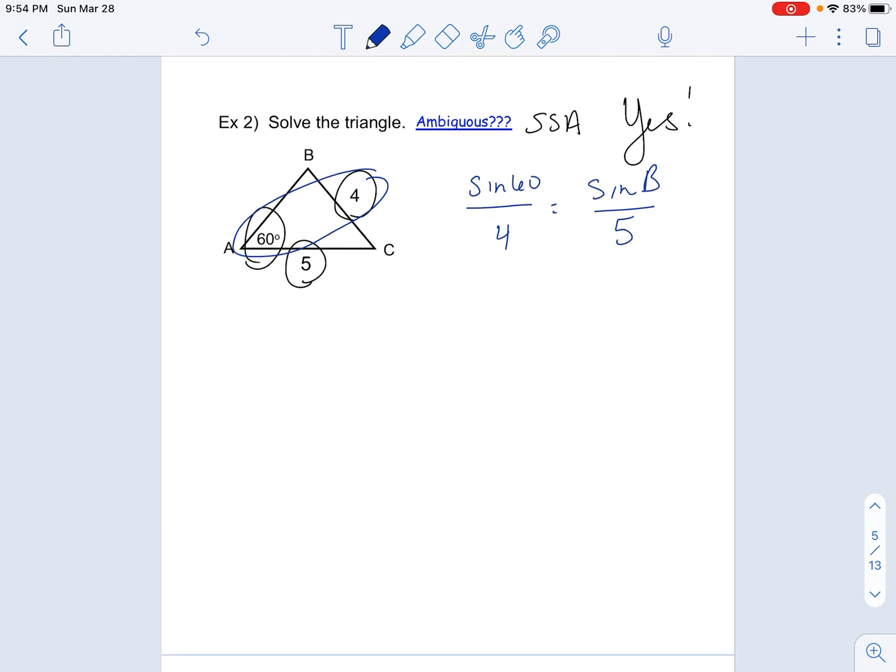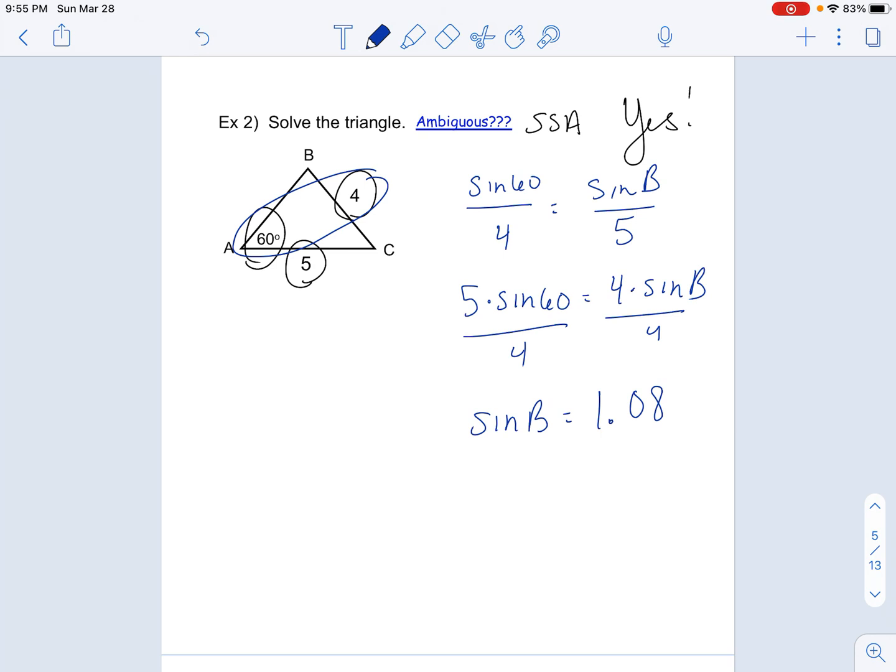Okay, when I cross multiply, I get 5 times sine of 60 equals 4 times sine of B. When I divide both sides by 4, that gives me sine of B is equal to, and if I go to my calculator and I type in 5 times sine of 60, hit enter, divide by 4, that gives me 1.08.